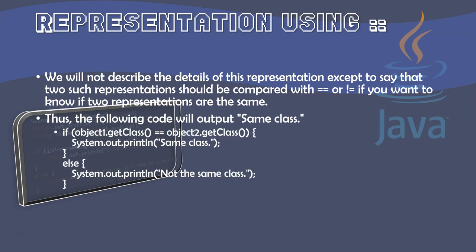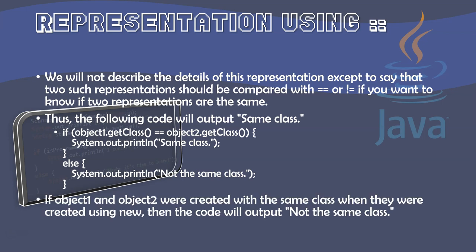Thus, the following code is going to output "same class". If we look, we say if object1.getClass() == object2.getClass(), we can say, hey, this is the same class. Otherwise, we'll say it's not the same class. So if object1 and object2 were created using the same class with the new keyword, the code would output "same class"; otherwise it would output "not the same class".